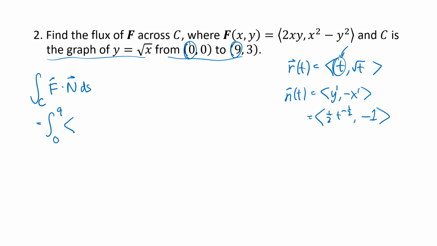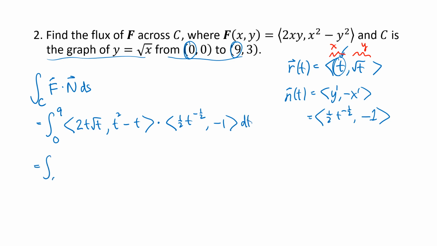My function is going to be 2xy, so that's 2 times t times square root of t. Remember that this is what we call x, and this is what we call y. And then x squared minus y squared, that'll be t squared minus square root of t squared, which is negative t. And then we get 1/2 t to the minus 1/2, comma, negative 1. So now we have to compute that dot product and then evaluate this integral. So 0 to 9, we get 2t square root of t times 1/2 t to the minus 1/2 plus t squared minus t multiplied by negative 1.